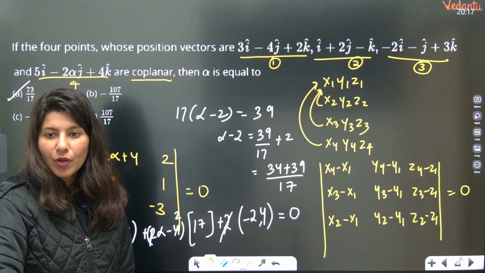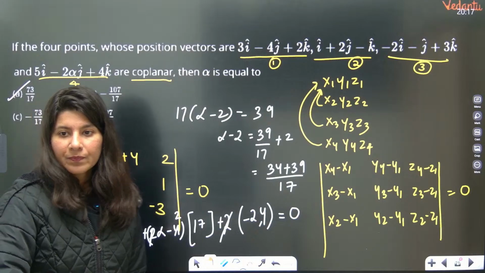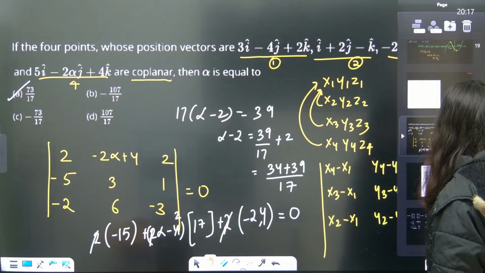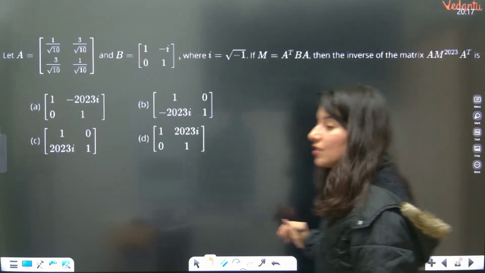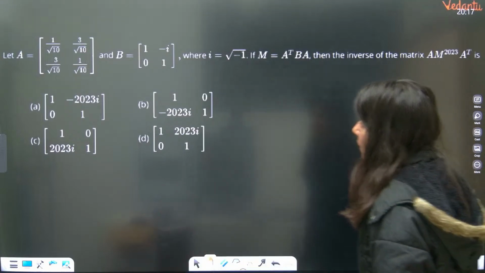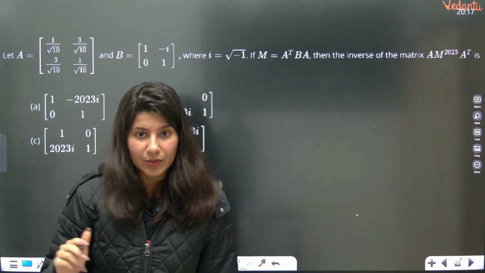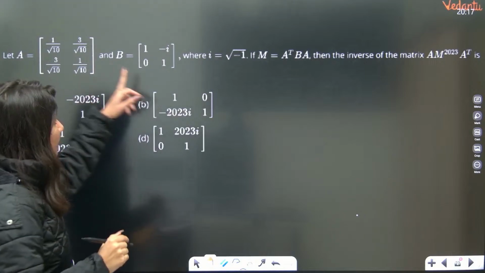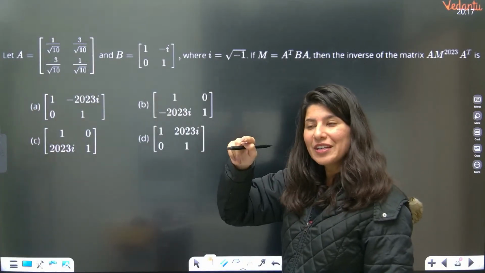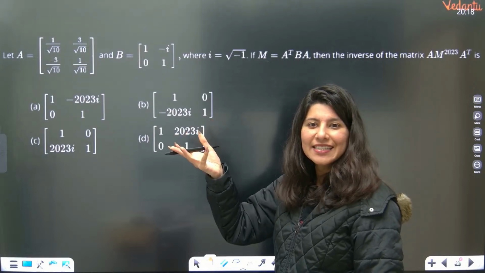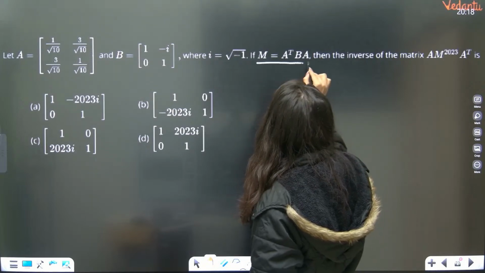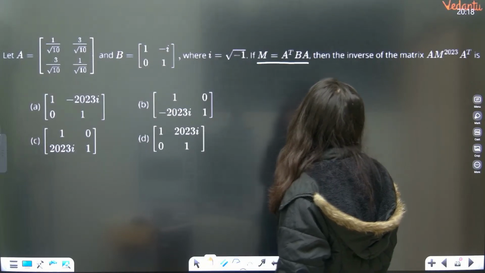Now let us move on to the next problem, which is from the world of matrices. Matrix A is given to you and matrix B is also given to you, correct? By the way, this was asked in JEE Advanced, but now they can ask in KCET also, in JEE Main also. So M is given as A transpose BA.